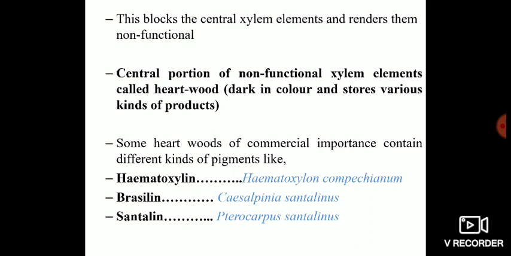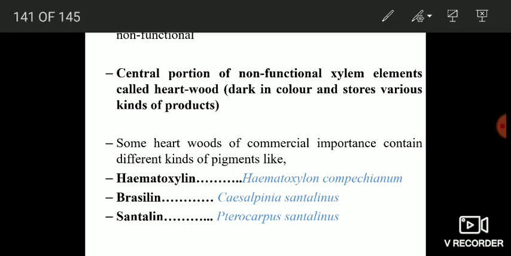This blockage of central xylem elements renders them non-functional. They do not help the plant in transport of water and minerals. And this part of the stem, as I have already told you, is known as heartwood and it is darker in color. On top of that, it stores various kinds of products. Because of these products, it becomes non-functional. It becomes non-performing.